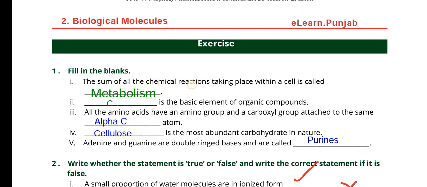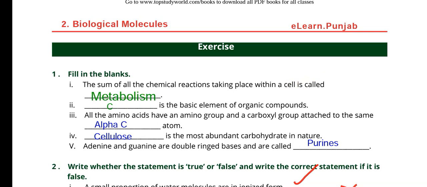The sum of all the chemical reactions taking place within a cell. The best method is that you pause the video, and after that you try it yourself, and after that you can continue and see the answer here. It is only your practice, and I am doing it for you because you should try, and after that if you have any confusion then you see the video. The sum of all chemical reactions taking place within a cell is called metabolism.